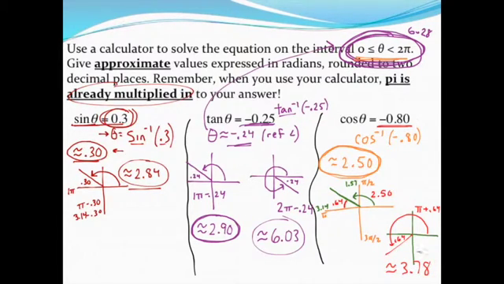And again, I would definitely check these because they can get a little complicated, as you saw. And so to check this one, just take your original problem, which was cosine of theta. So I would do cosine of 3.78 and just confirm that on a calculator, it does come out to be approximately negative 0.80.